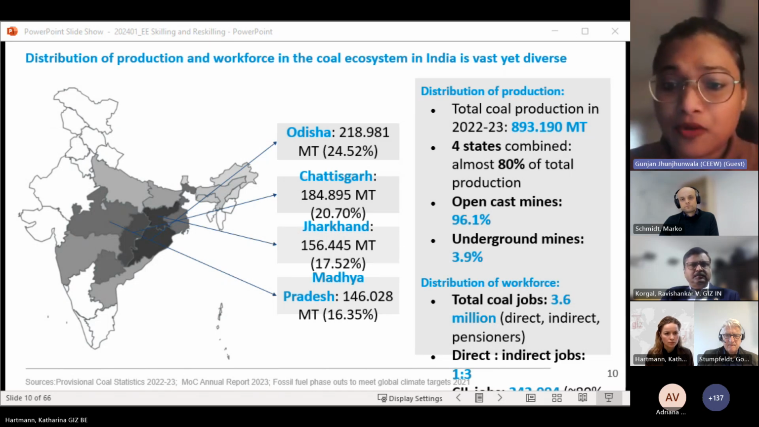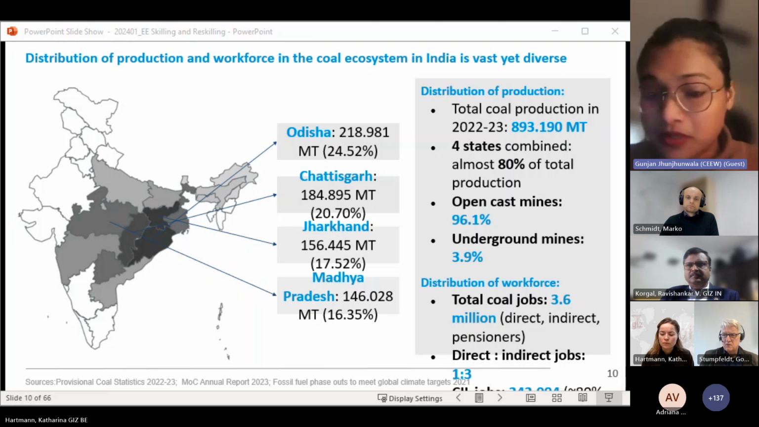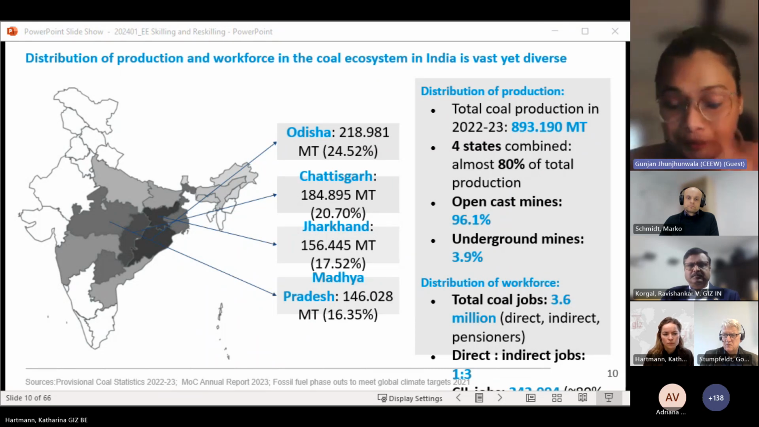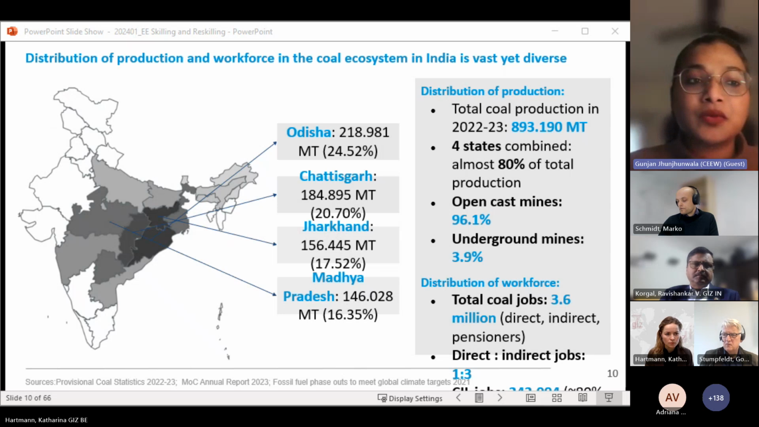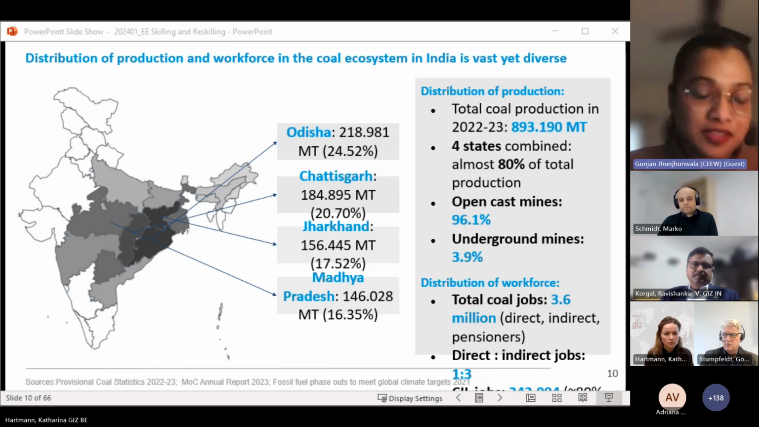Similarly, what type of mines do we have? Open cast or underground mines? Currently in India, 96% of our mines are open cast mines, and only 3.9% are underground mines. But underground mines, given the style of operation, have a lot less possibility of mechanization. There's a lot more manual work involved. Underground mines proportionally employ a lot more workers than open cast mines do. So the intention of this slide is really to zoom out and say that when engaging with the larger coal ecosystem, it's important to see what are the nuances and differences.